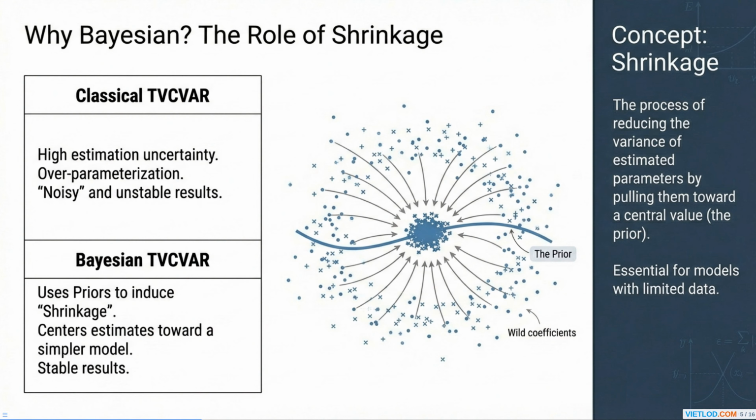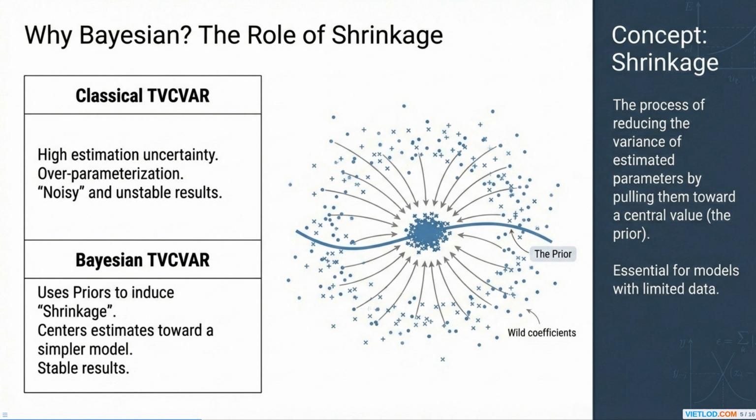A prior is information we provide the model about what the coefficients might look like before it sees the data. This process induces shrinkage. The model pulls the estimated coefficients away from extreme, wild values and shrinks them toward a more central, simpler model defined by the prior. This is especially crucial when data is limited. The result is a more stable and reliable set of time-varying parameters, preventing the model from fitting noise in the data.